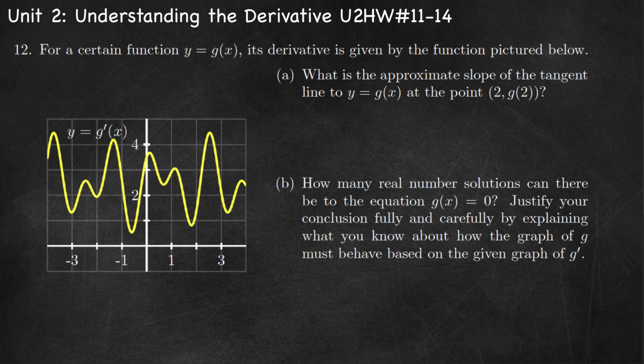Number 12, for a certain function y equals g of x, its derivative is given by the function pictured below. What is the approximate slope of the tangent line to y equals g of x at the point 2, g of 2? The slope of the tangent line would just be g prime of 2. To find g prime of 2, since we have the graph of g prime, we just go to the place where x equals 2, follow that up, and it looks like it's about right there, so maybe 1.5.